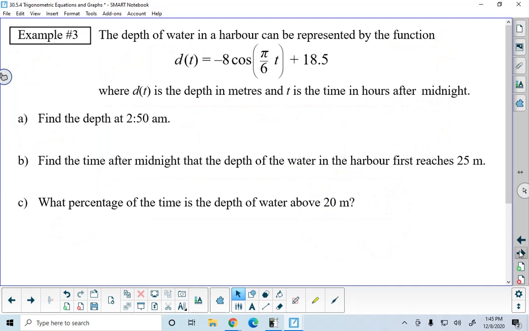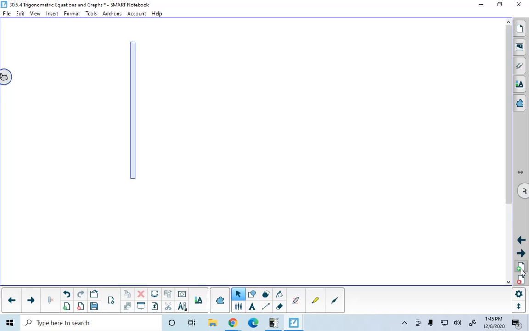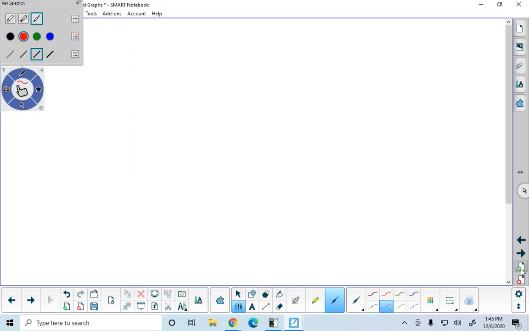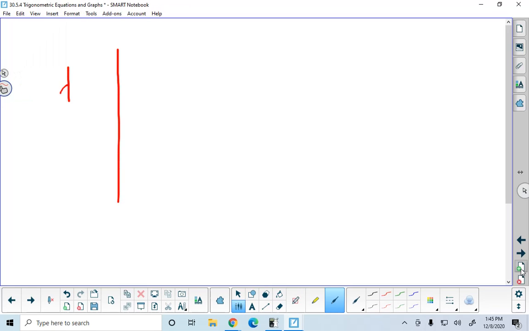And now we're dealing with applications. There are many things in nature that when you plot them on a graph, they give us a cosine or a sine curve. I'm not going to put the y-axis on this function, but this question says the depth of water in a harbor can be represented by a trigonometric function where the vertical axis is the depth of water and the horizontal axis is the time.